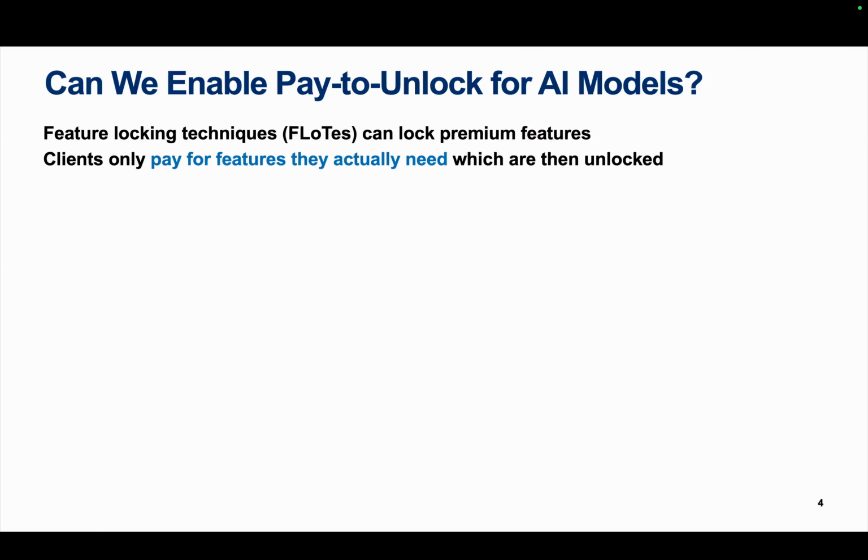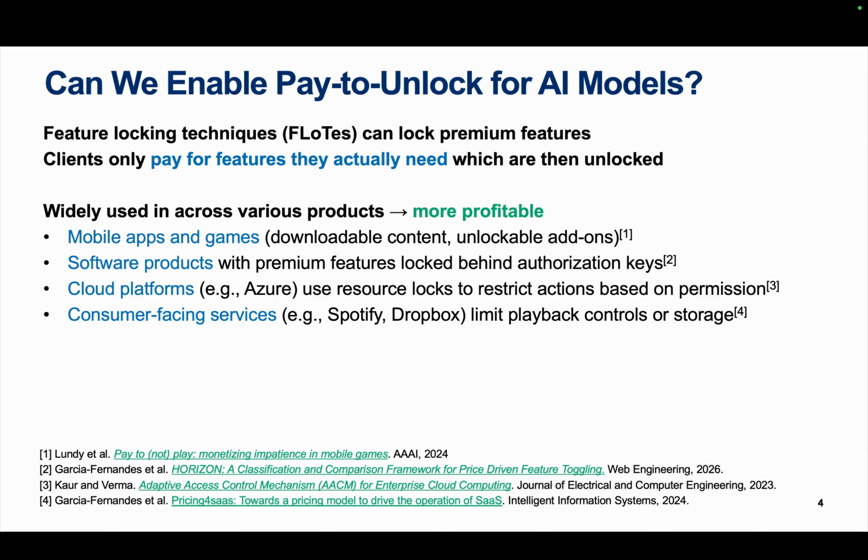But on the other hand, what is actually more profitable is a scheme called Pay to Unlock, where we use this feature locking technique to lock a specific set of premium features for the clients. So the clients only pay for features they actually need, which are then unlocked for them. So this scheme is actually widely used across the software industry, including mobile apps, games, software products, cloud platforms, and some premium services. This scheme is actually potentially more profitable. So we want to ask the question, can we enable pay to unlock scheme for AI models as well?